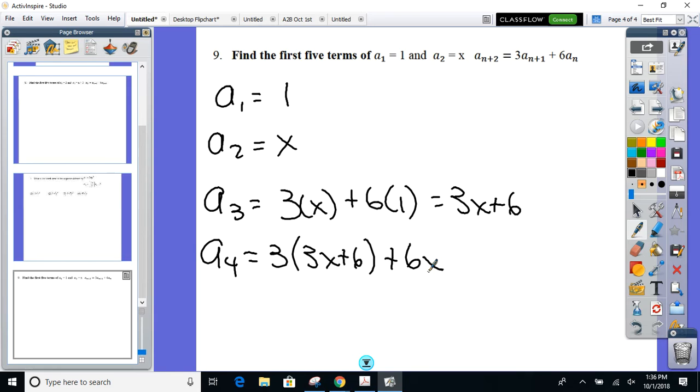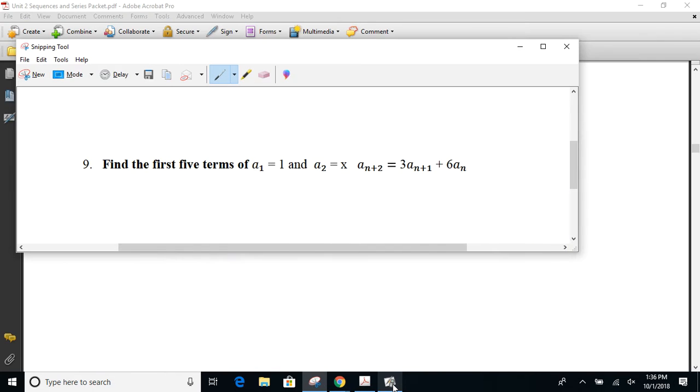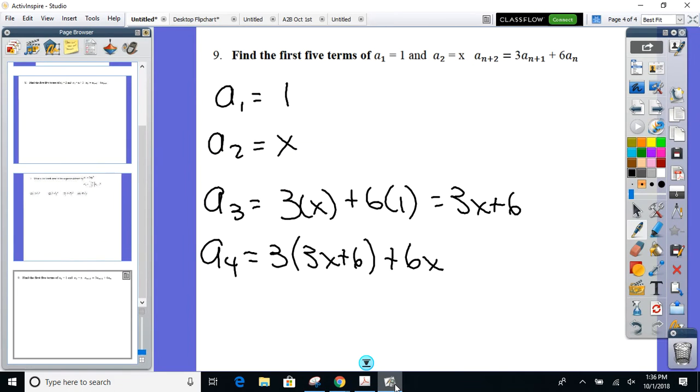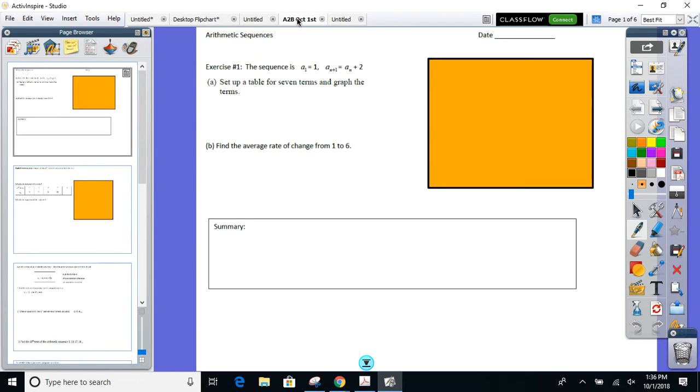Anything else from you guys at all? Okay. Remember we talked on Friday that sometimes sequences have patterns, sometimes they don't. Well, this one I'm going to show you today does have patterns. It's got a special name.